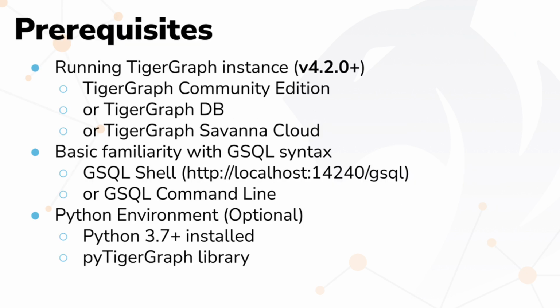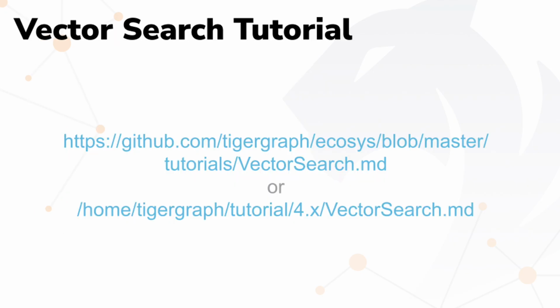Before we begin, make sure you have the following prerequisites. If you don't have TigerGraph installed yet, please follow other tutorials to set up your TigerGraph environment. You can follow along using the GSQL shell in a web browser at localhost on port 14240/GSQL. Alternatively, you can use GSQL on the command line. We will use the GSQL shell for this tutorial. You can also find all the queries we used in this tutorial at the link in the description.